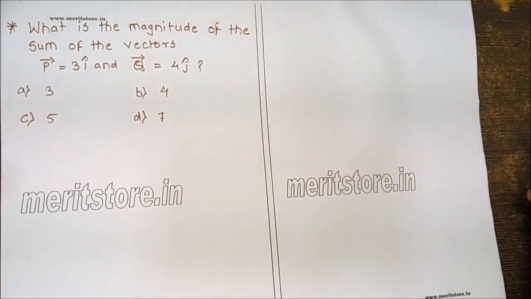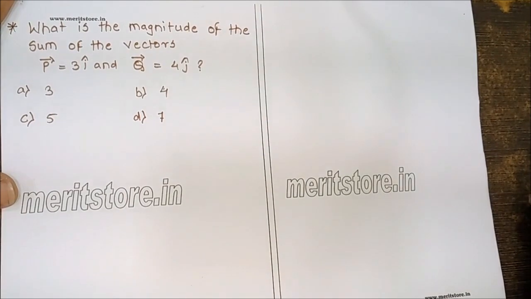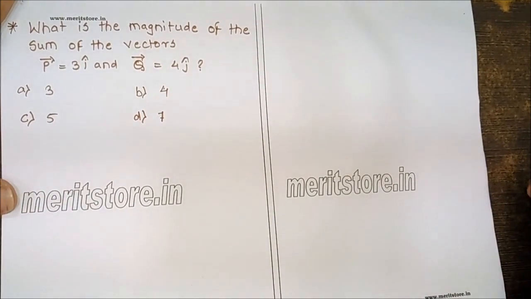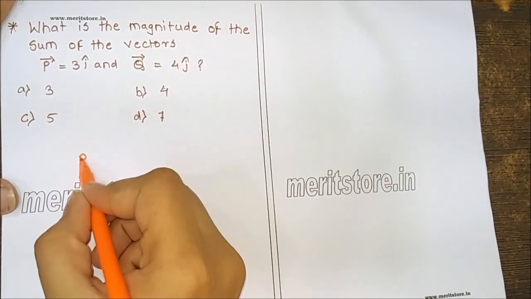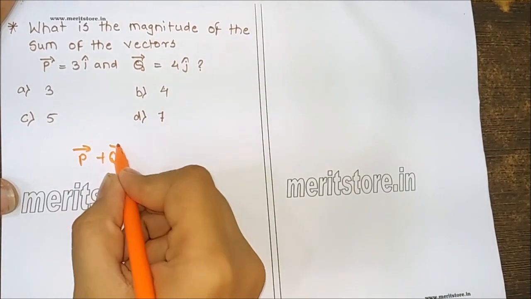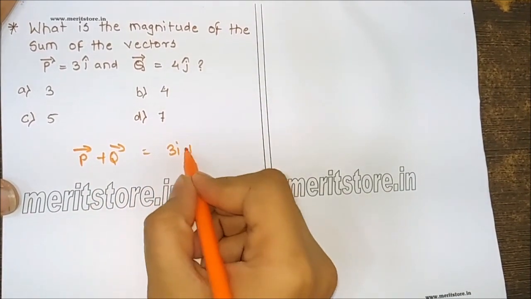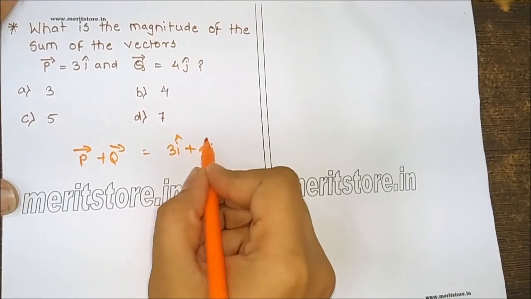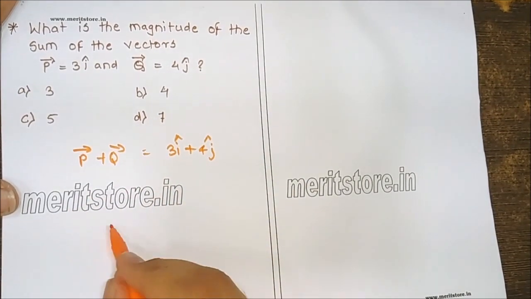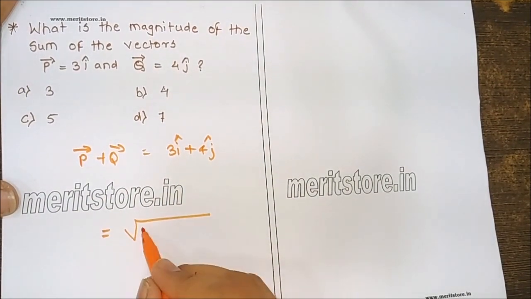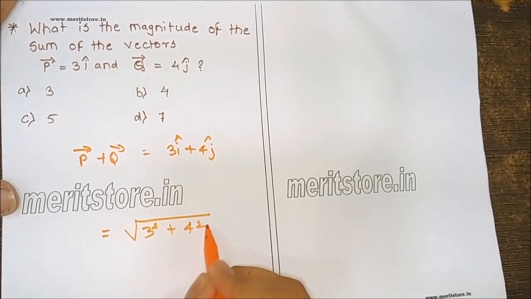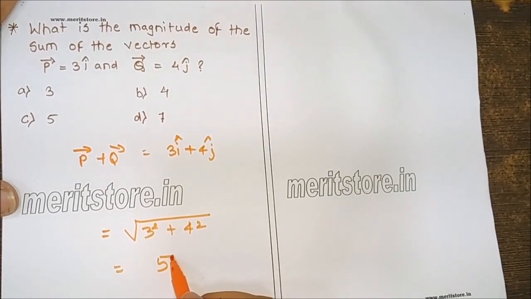What is the magnitude of the sum of the vectors p = 3i and q = 4j? Now we know p bar plus q bar is equal to 3i plus 4j. The magnitude of the sum can now be written as square root of 3 square plus 4 square, which is equal to 5. So option C, 5, is the correct answer.